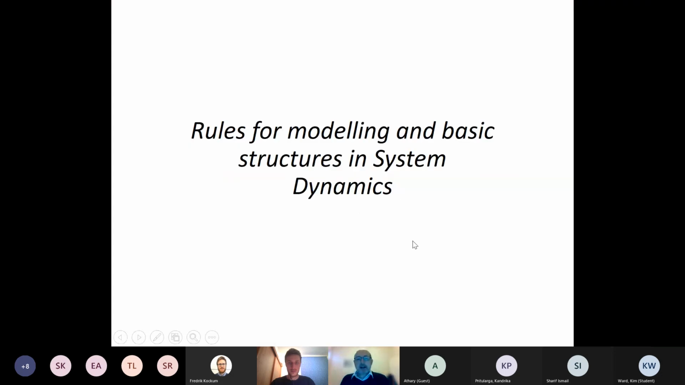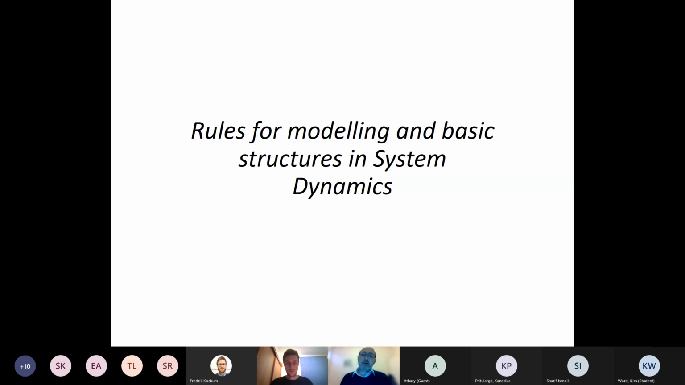So the idea of the second part is going into more detail on how we develop models, quantitative models, and the basic rules of doing those models. As you will see, there is a very direct relationship between the structure that we see in causal loop diagrams and the structure in stock and flow diagrams.